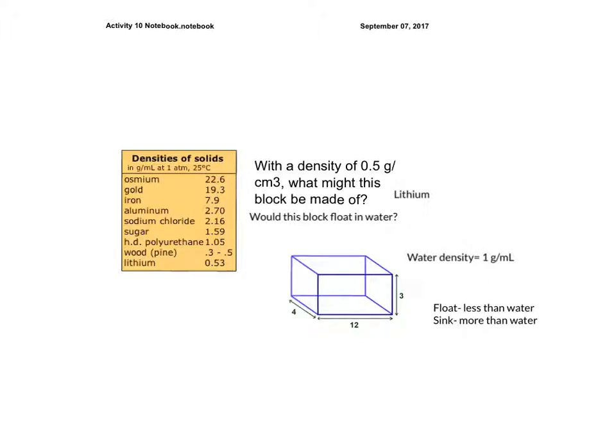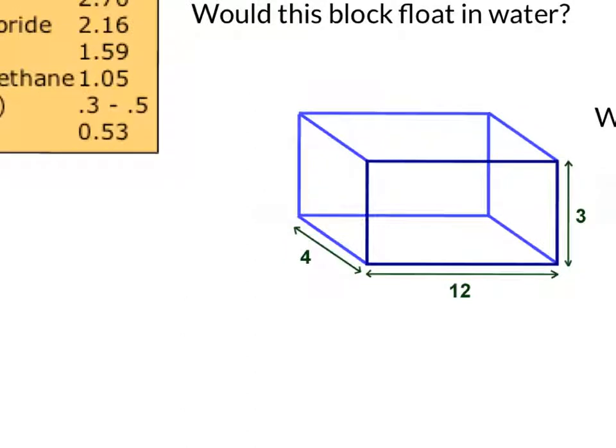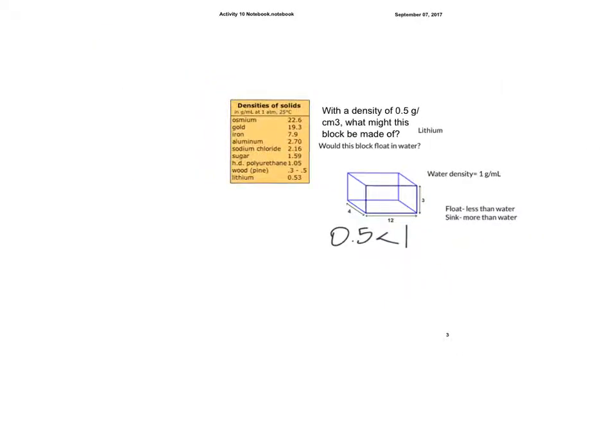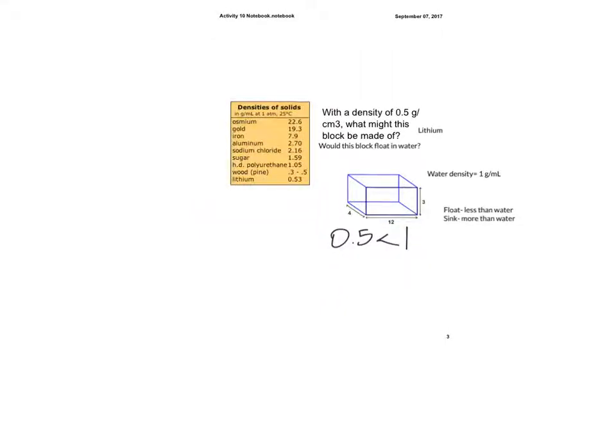So would this block float in water? Well, this block has a density of 0.5 grams per centimeters cubed, and water is 1 gram per milliliter. So just to write out our equality here, 0.5 is less than 1. So since 0.5 is less than water right here, it's probably going to float. Now in reality, lithium is probably not going to float in water, but in this example, yes, this block of lithium would float in water.